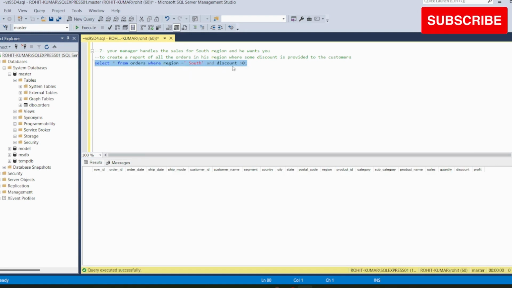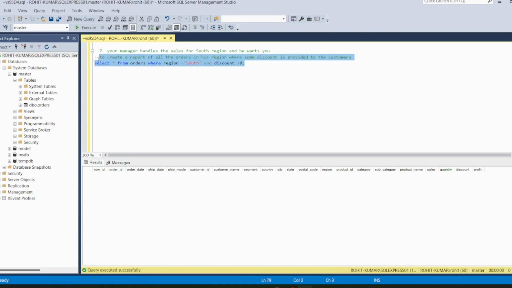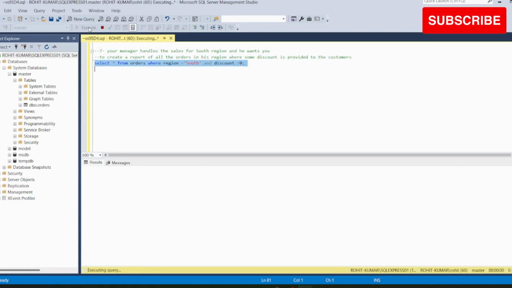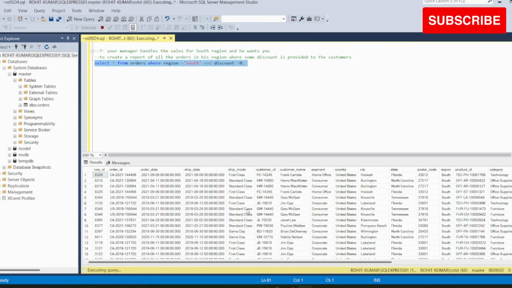Sorry, why is it not running? It's not running because we had put an extra space here, so we have to remove this space. And let's run this again. Let's execute this query. So now we are getting our answer.